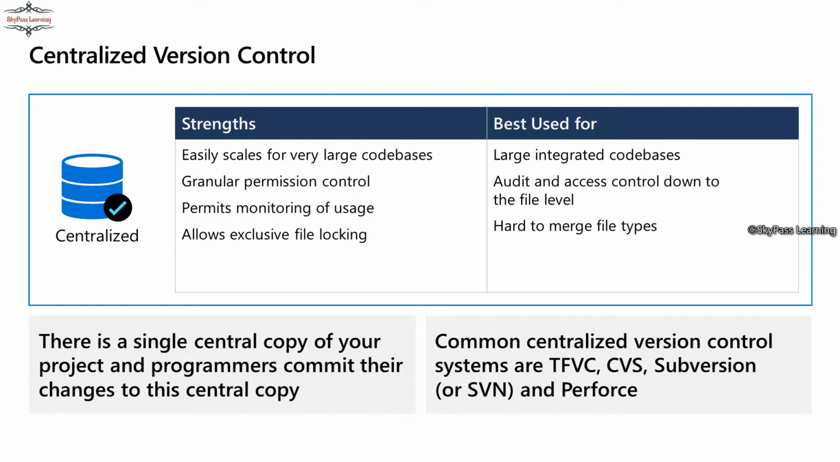So source control systems are basically of two types. One is centralized version control, and the other is distributed version control. The basic difference with centralized version control is that it hosts a single central copy of the project, used by all the members working on the project, and the changes are committed on that copy.